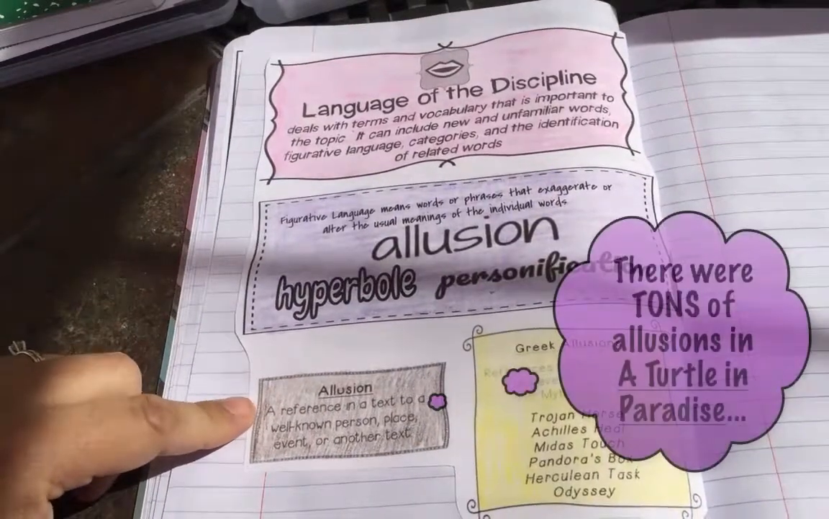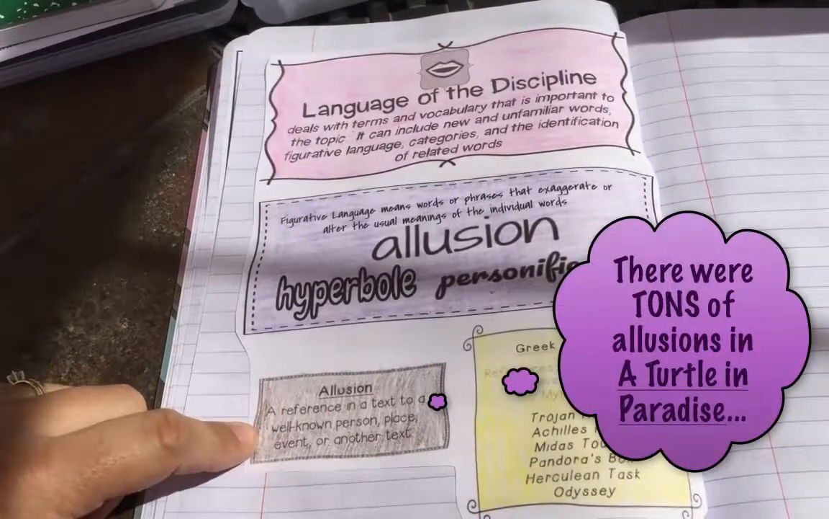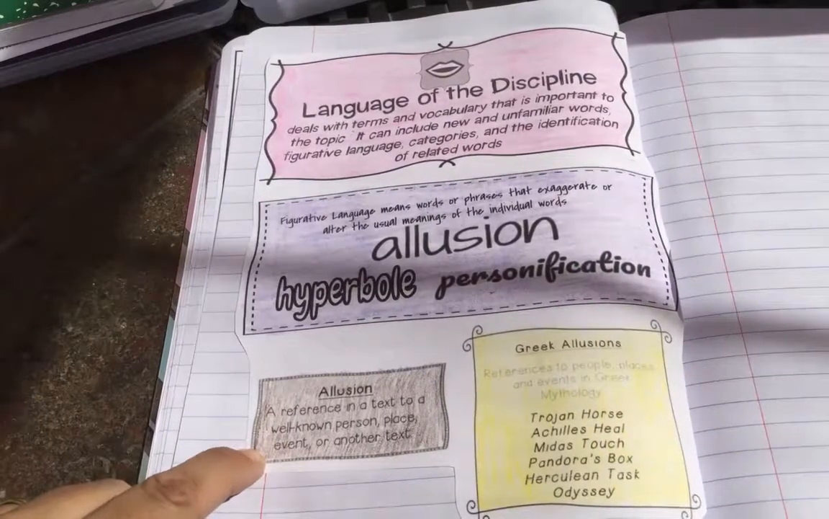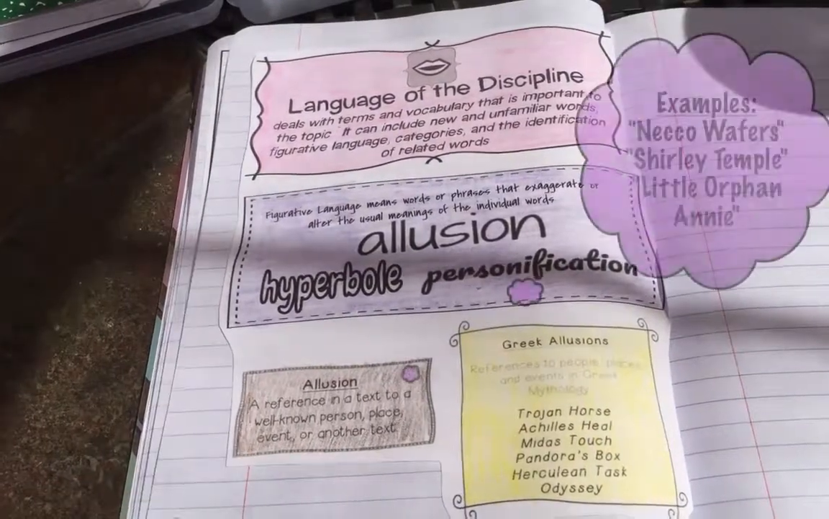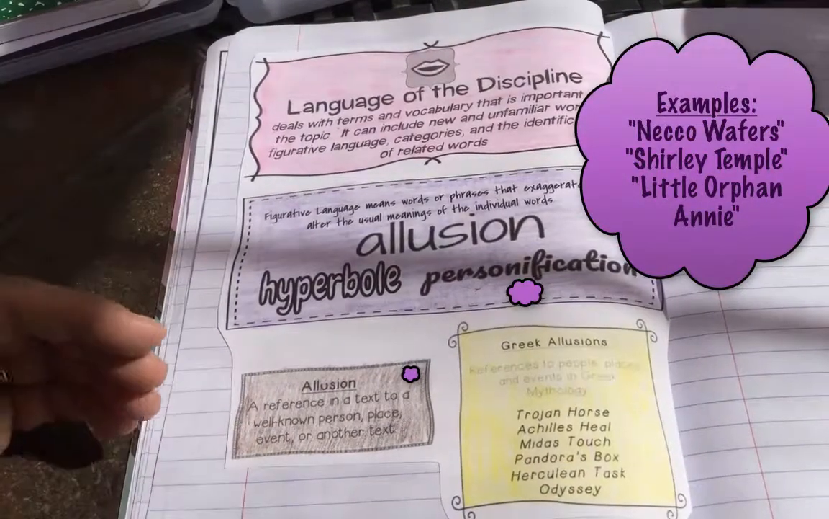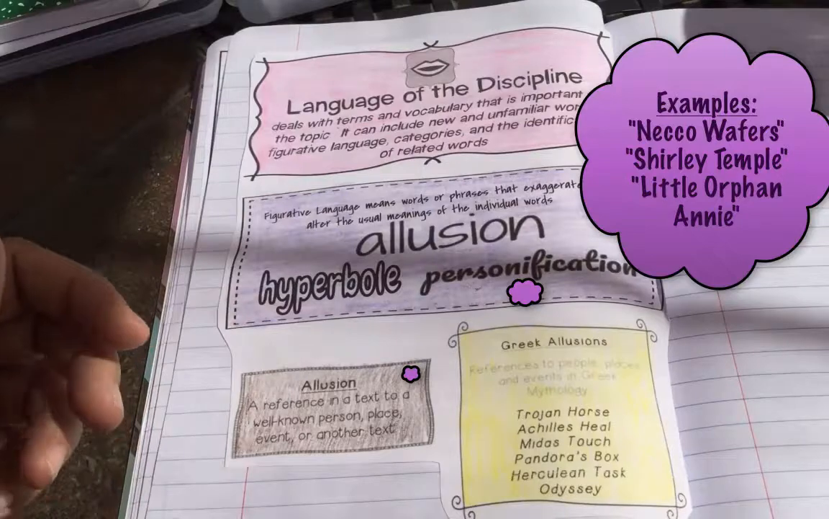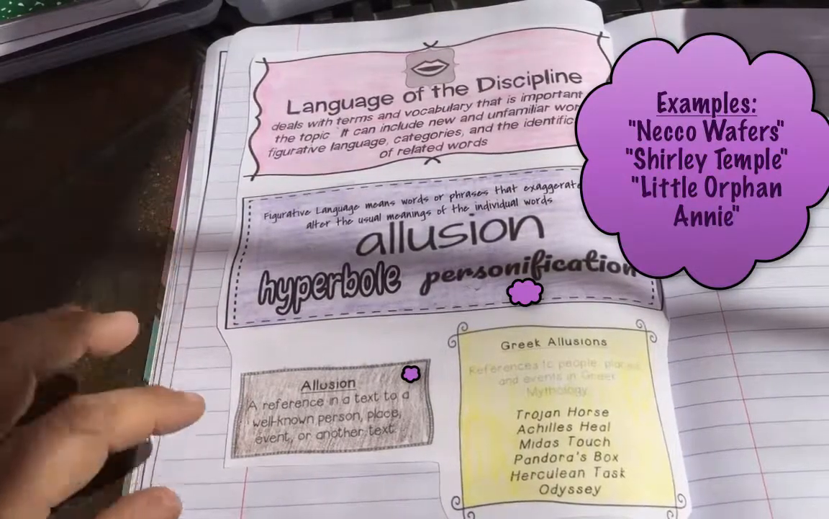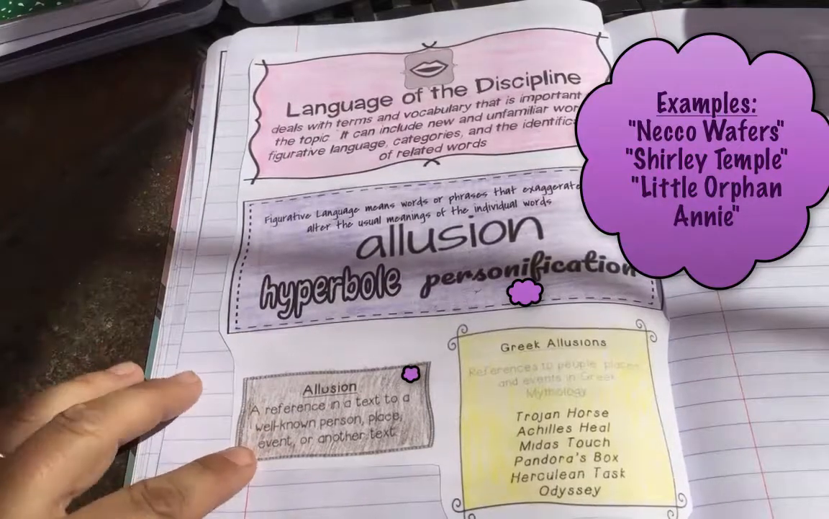An allusion is a reference in a text to something that's well known. If you read Turtle in Paradise as a 3rd grade greenie, you would remember this. When we read Turtle in Paradise, we referred to Necco wafers. We learned about connections to Shirley Temple and Little Morph and Annie. So we're going to really work with allusions more.